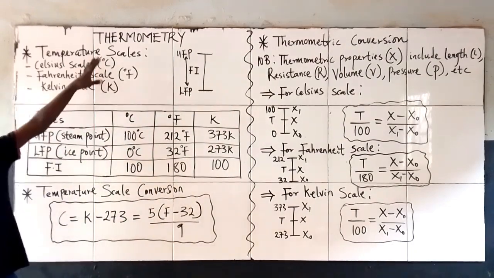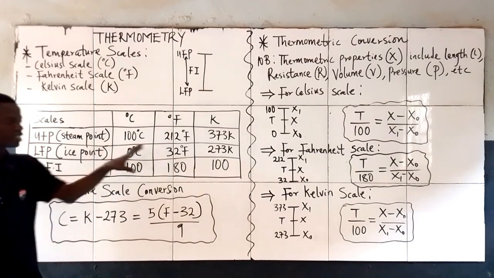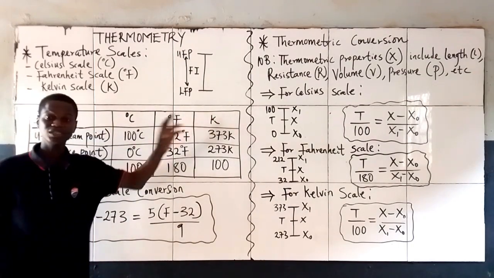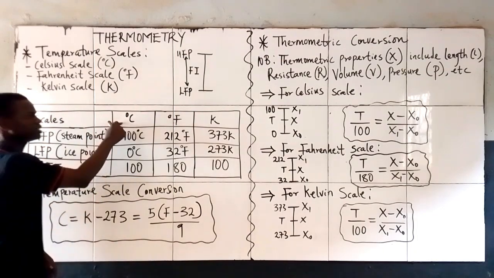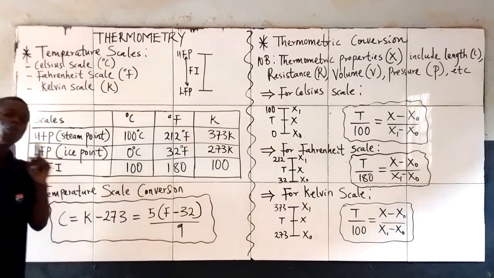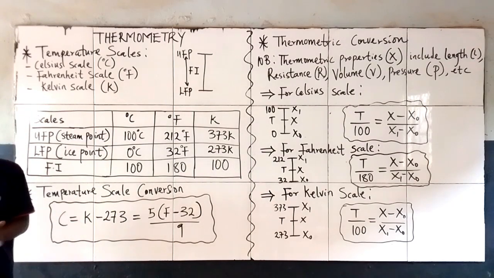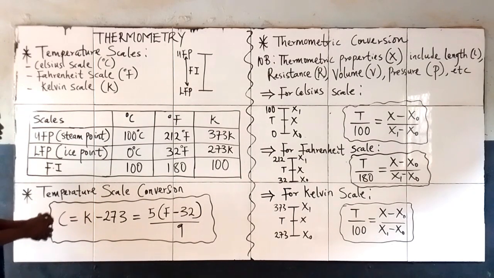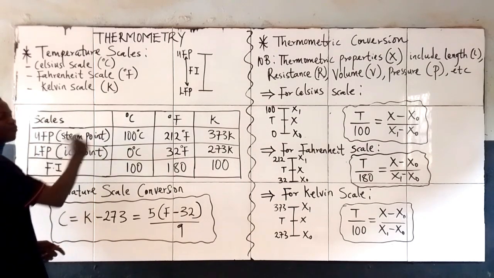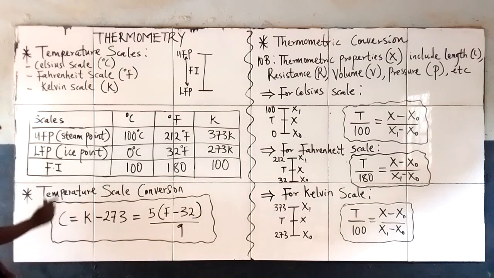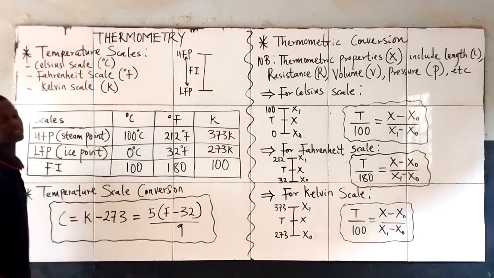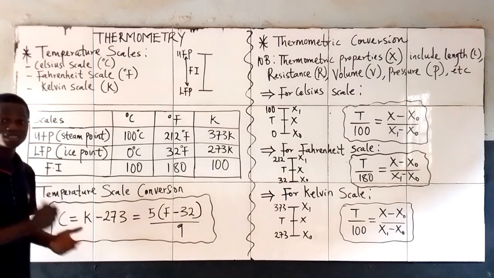Now we know the different types of scales. I'll be giving you and explaining this table that we have here. This is for the three major types of scale: the Centigrade scale, the Fahrenheit scale, and the Kelvin scale. Now what should you know about these three types of scales for exam purposes? You should know their upper fixed point, their lower fixed point, and also their fundamental interval. Is that clear? So let's start with the degree centigrade scale, or the Celsius scale.